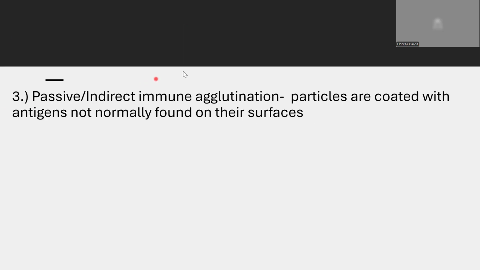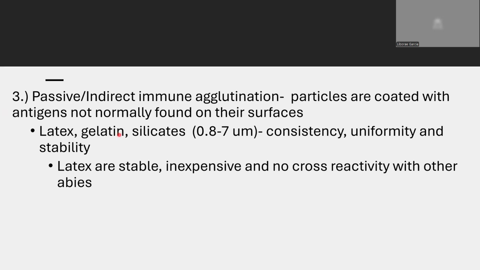Then you have your passive or indirect immune agglutination. So again, if ever passive gani, the antigen is not normally found on the surface of their surfaces. Okay? So for example, na ipabutang pa nimo ang antigen, no? You have your latex, gelatin, and silicates. Could also be RBCs, no? So with a size of 0.8 to 7 micrometers, which will give consistency, uniformity, and stability of the reaction. Okay, so mo na gina-use siya ang passive agglutination, no? Okay, uniform ang reaction, stable pagid siya.